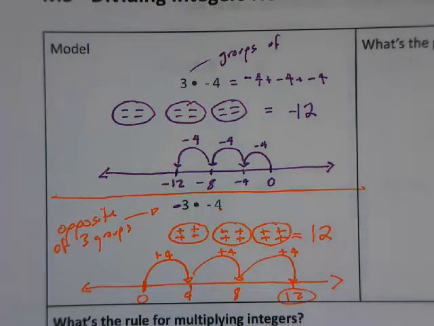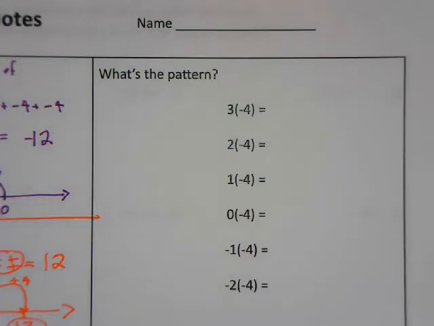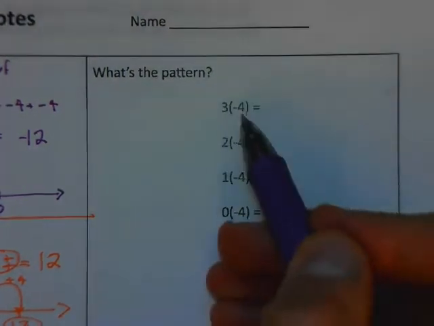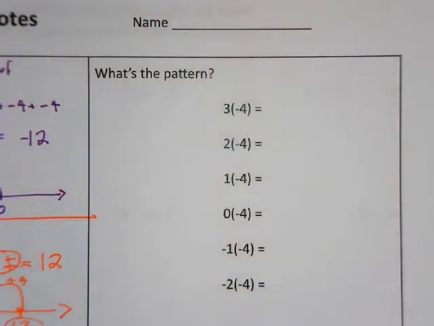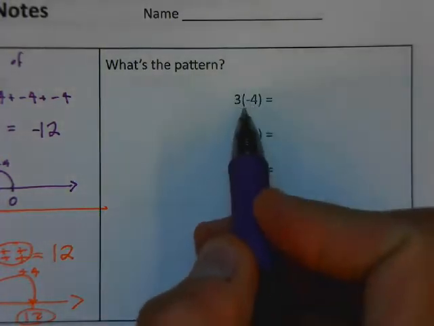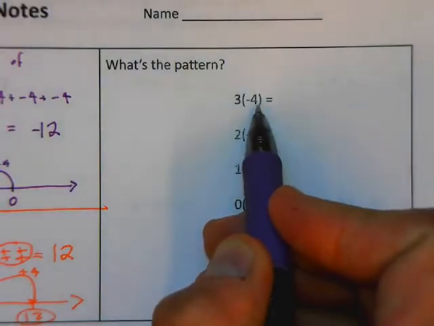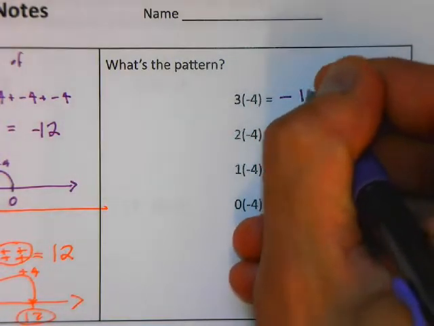Here's another way to think about what's happening when you're multiplying integers. Let's look over at this pattern. Another way of showing multiplication, by the way, is parentheses. When you have a number next to the parentheses, it is always multiplication. So this problem, 3 times negative 4, well, we just did that. We know that 3 groups of negative 4 is negative 12.